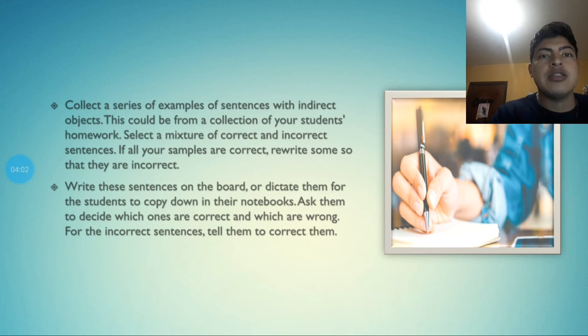The second is to collect a series of examples of sentences with indirect objects. This could be from a collection of your students' homework. Select a mixture of correct and incorrect sentences. If all your samples are correct, write some that are incorrect. Write the sentences on the board or dictate them for the students to copy down in their notebooks. Ask them to decide which ones are correct and which are wrong. For the incorrect sentences, tell them to correct them.